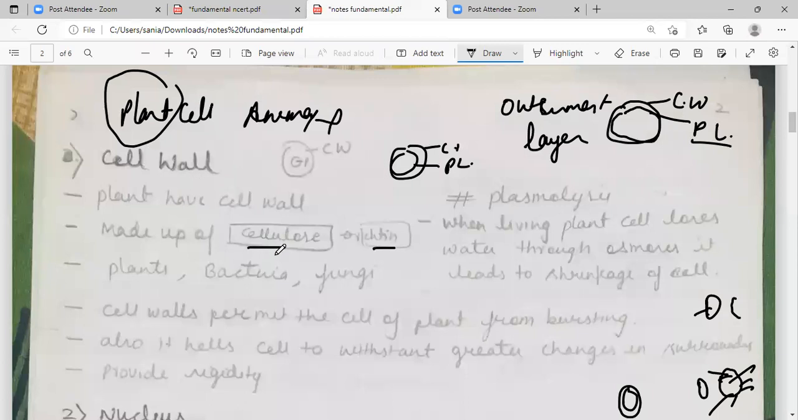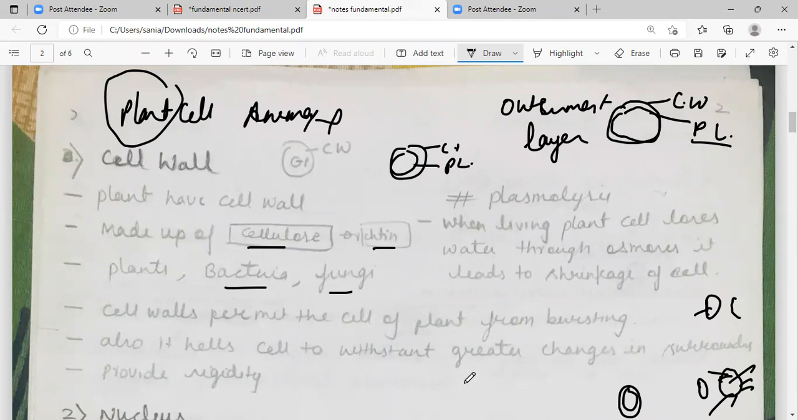This cell wall is made up of what? Cellulose and chitin. Okay. And remember one thing, plants, as I already told you, have a cell wall, right? But apart from plants, bacteria and fungi also have a cell wall. Next, the cell wall prevents the cell from bursting.